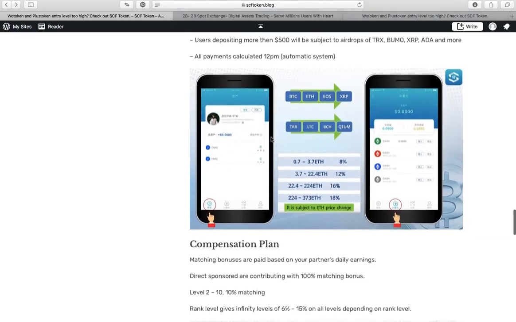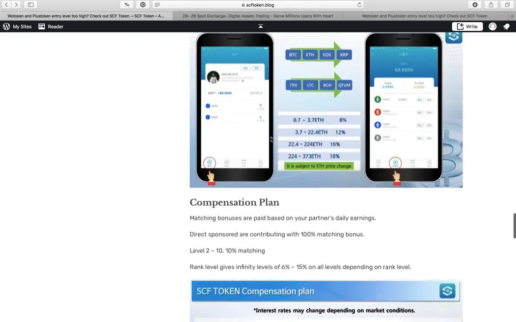Alrighty. So your monthly percentage will depend on the size of your investment. So if you invest 0.7 Ethereum, this will be giving you 8% a month. And if you go up to 224 Ethereum, that would give you 18%. So the higher your investment, the higher the monthly earning.